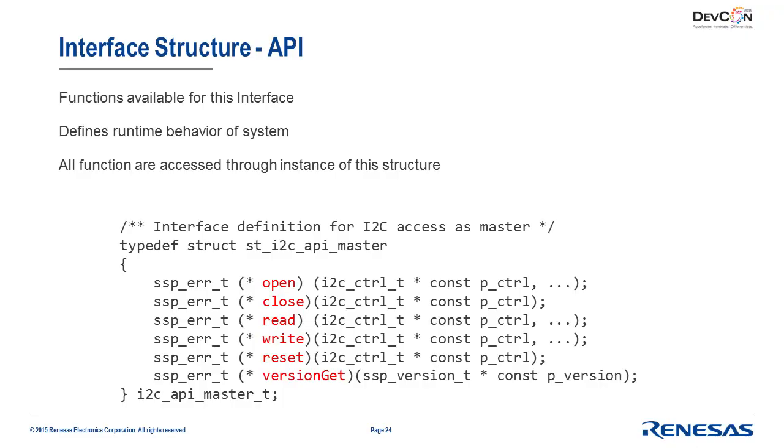So the API structure, and pretty clear, this is the functions available for this interface. So it is shown there. We have open, close, read, write, and then a couple other ones. This defines the runtime behavior of your system. This is how you interact with modules at runtime. These are the functions available. And all functions are accessed through an instance of the structure.